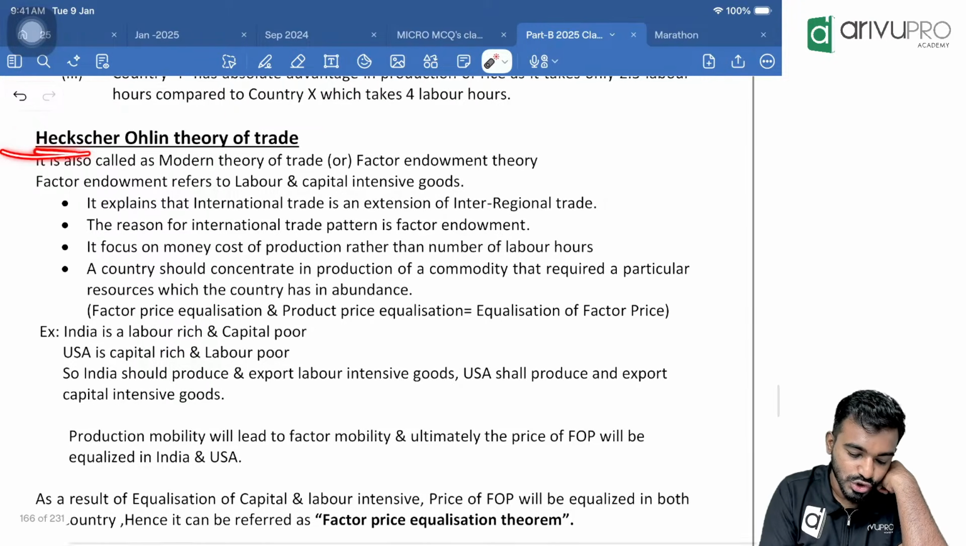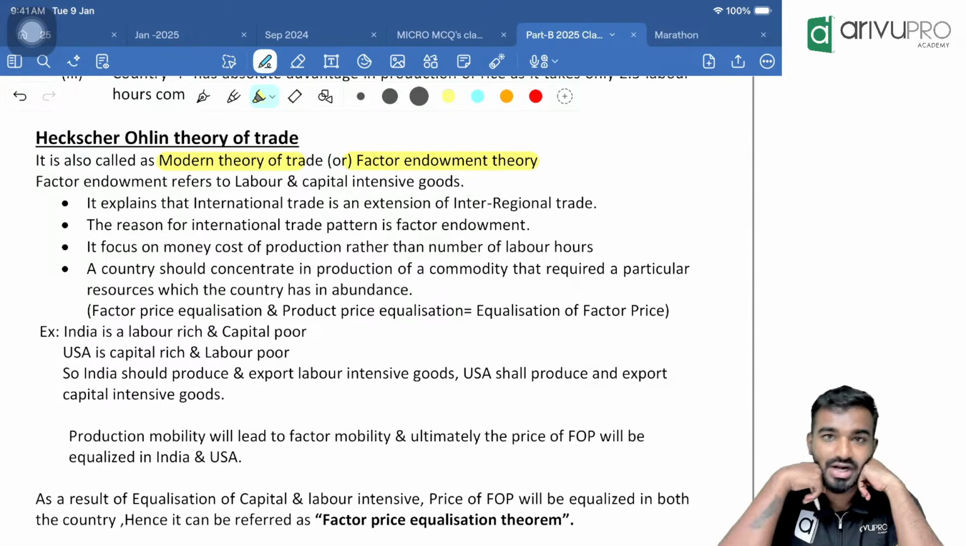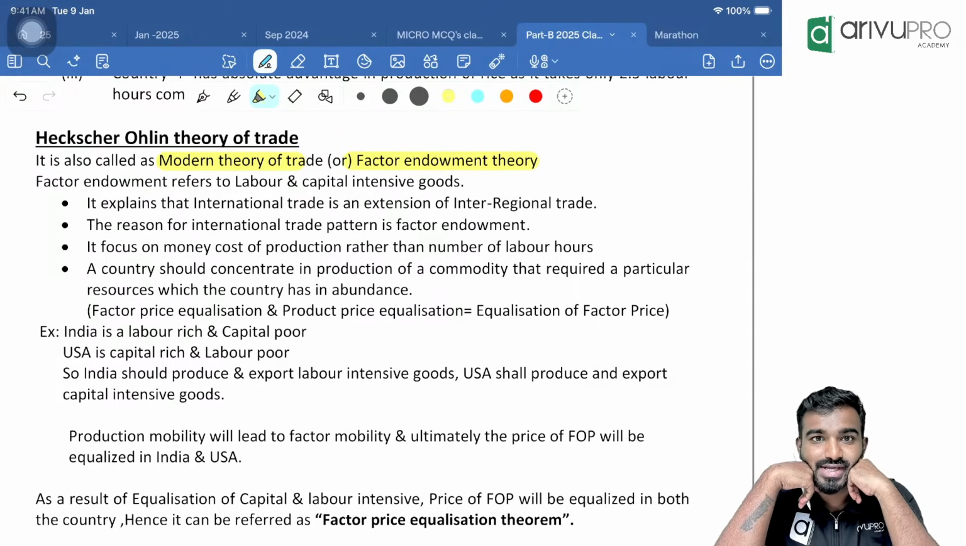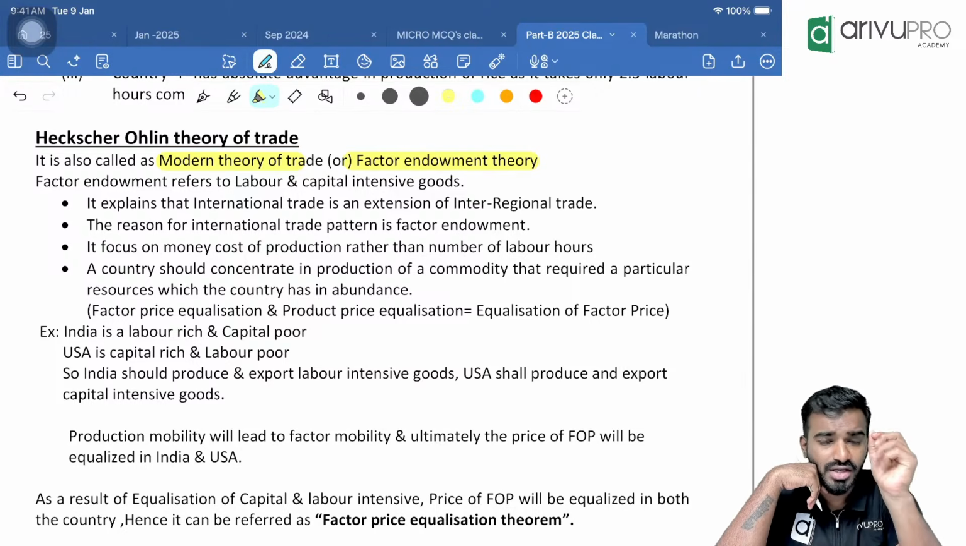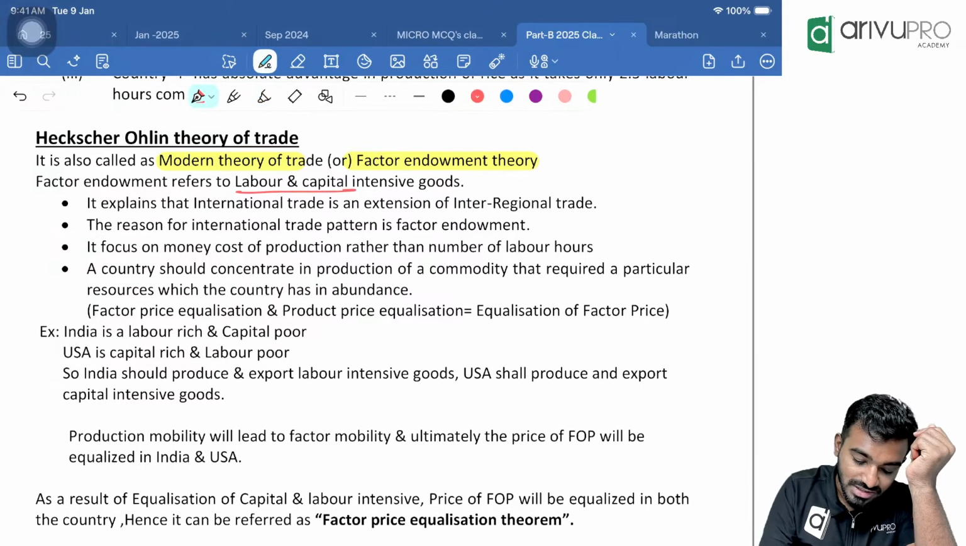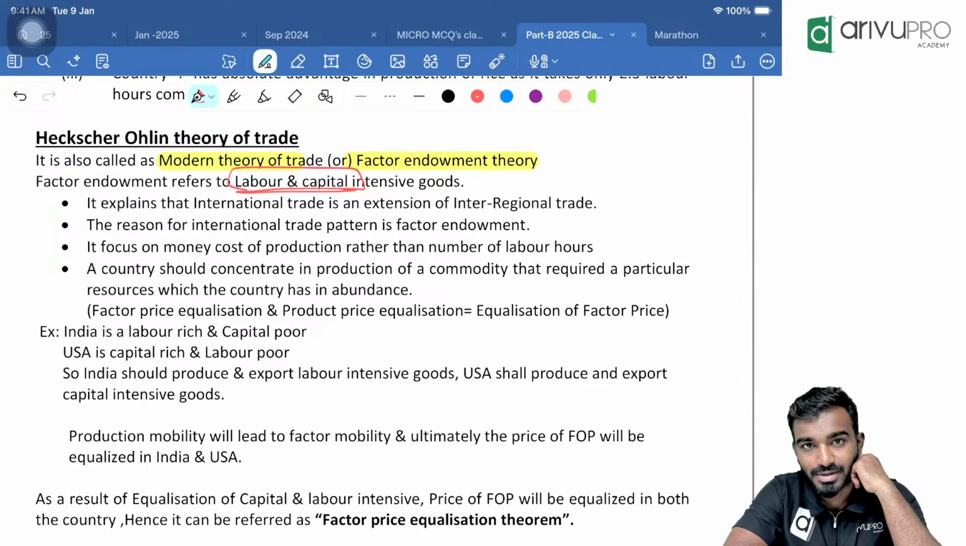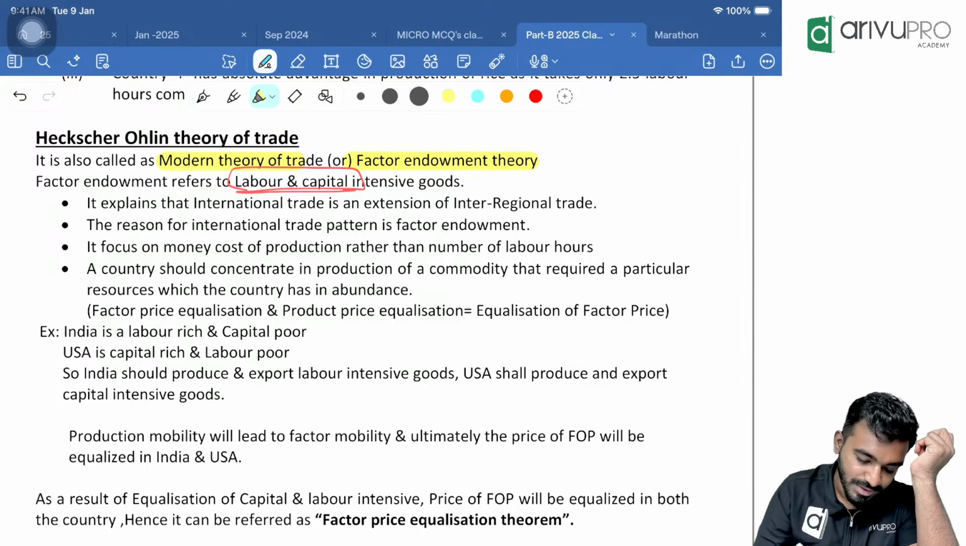Next comes H-O theory, Heckscher and Ohlin theory, also called the modern theory of trade or factor endowment theory. In this H-O theory, we don't just consider labor. Along with labor, we also consider capital now. We consider both labor as well as capital. In the previous two theories, we were only considering labor. There are a total of two steps in this particular theory.